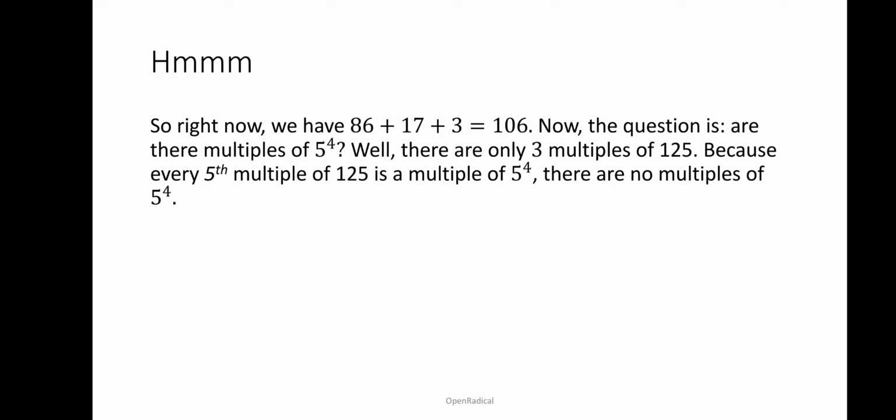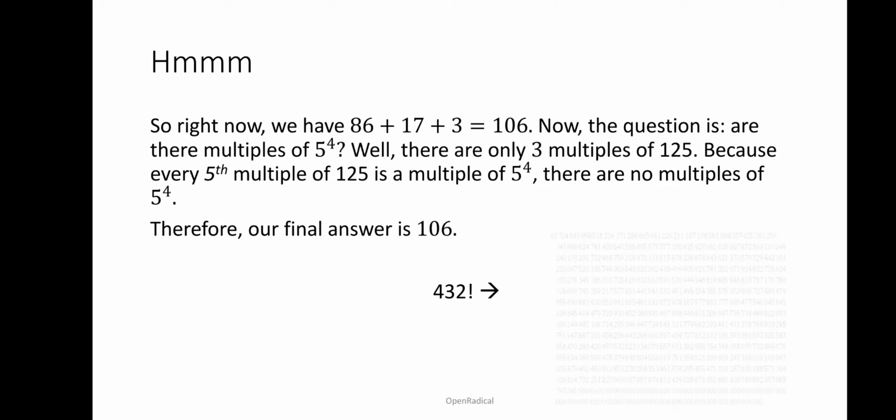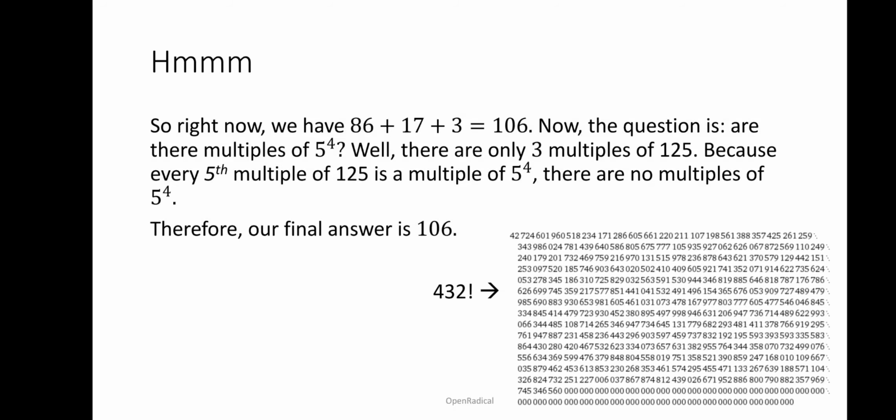Well, there's another way to think about it. There are only 3 multiples of 125, and every 5th multiple of 125 is a multiple of 5 to the 4th. So, obviously, the answer is no. So hence our answer is just 106, as we got before. And in case you're wondering, 432 factorial is this insanely, ridiculously large number right here.